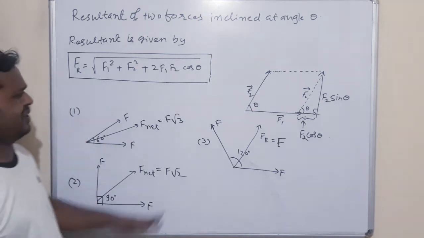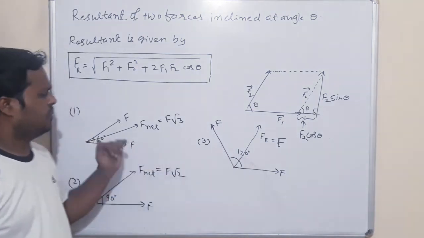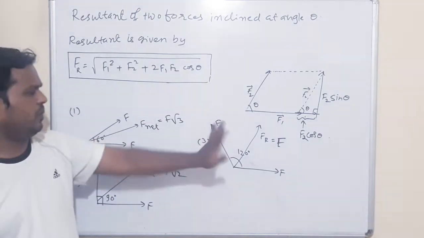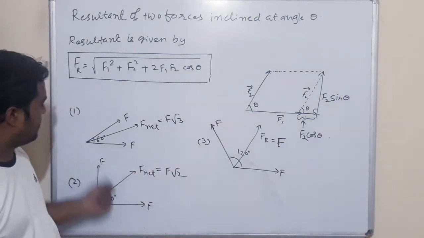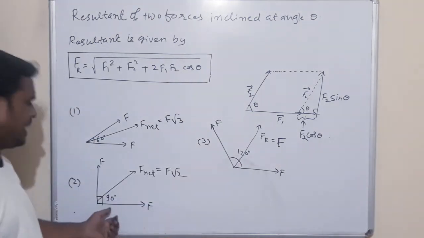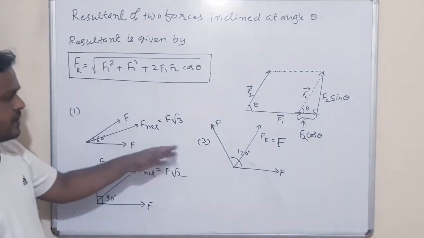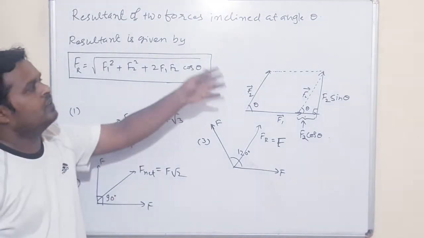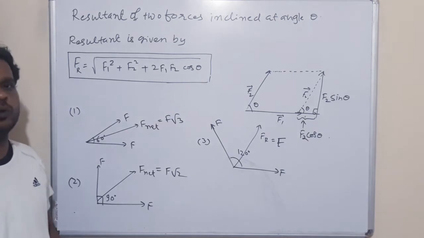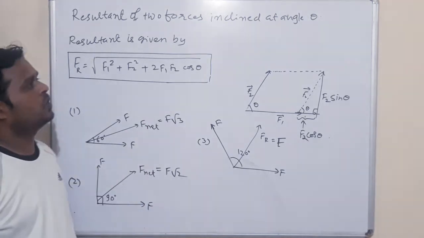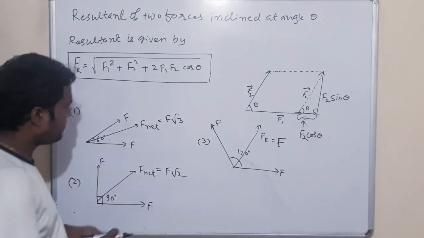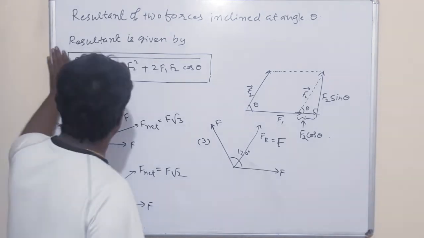If theta is equal to 0, this will be F1 plus F2. If theta is equal to 180, it will be F1 minus F2. This 60, 120 and 90, these are the common angles which will come across while solving the problems related to force between multiple charges. Okay? These are the three formulae.